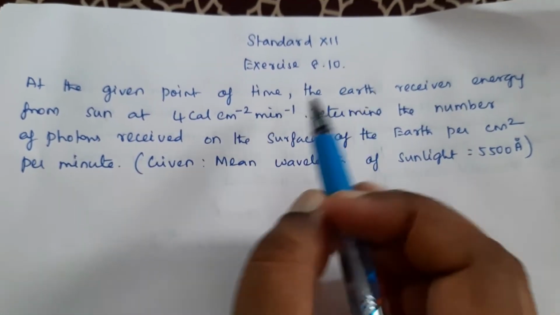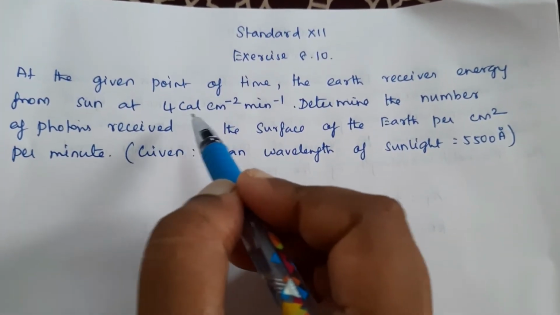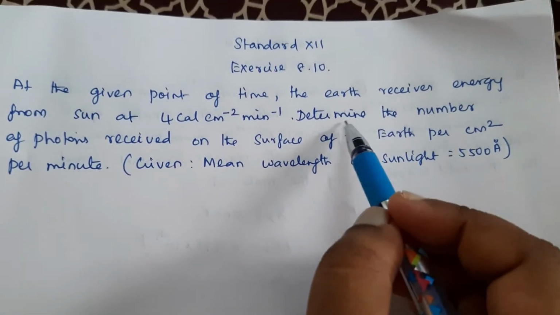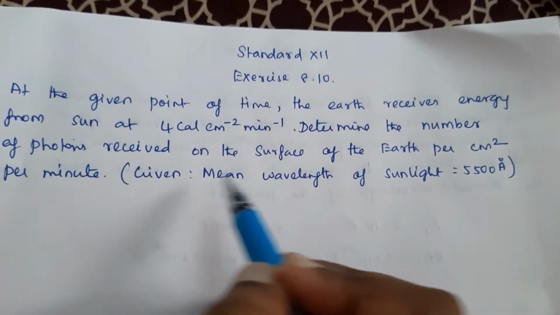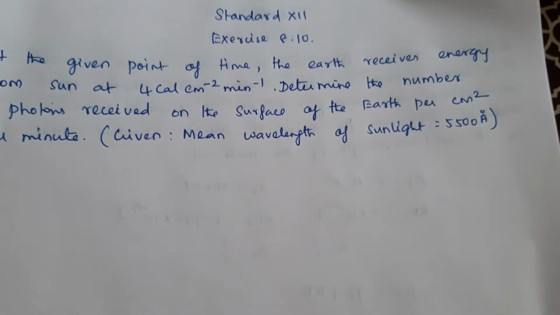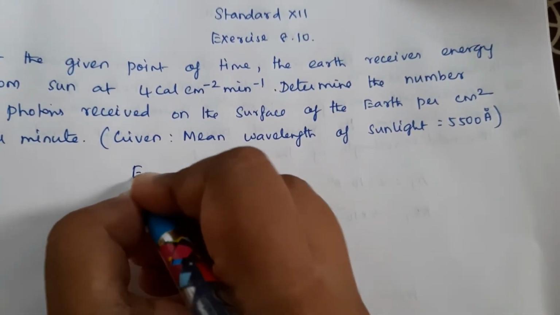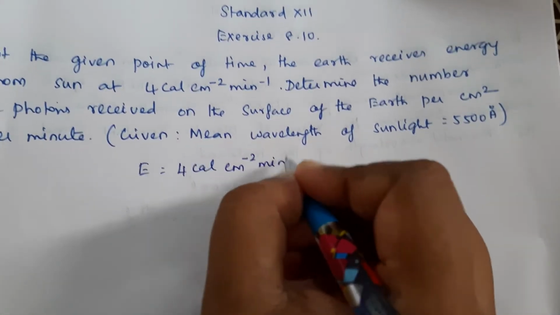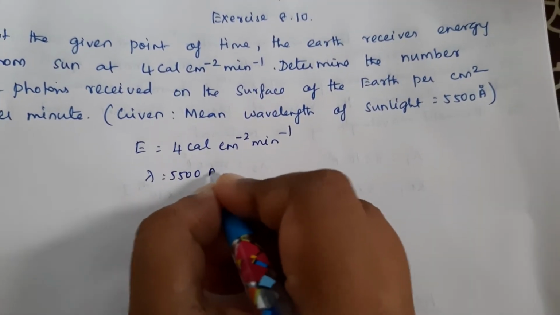Standard 12, exercise 8.10. At the given point of time, the earth receives energy from the sun at 4 calories per centimeter square per minute. Determine the number of photons received on the surface of the earth per centimeter square per minute. The mean wavelength of the sunlight is 5500 Angstrom. So here the energy received from the sun is 4 calorie per centimeter square per minute, and the wavelength is given as 5500 Angstrom.